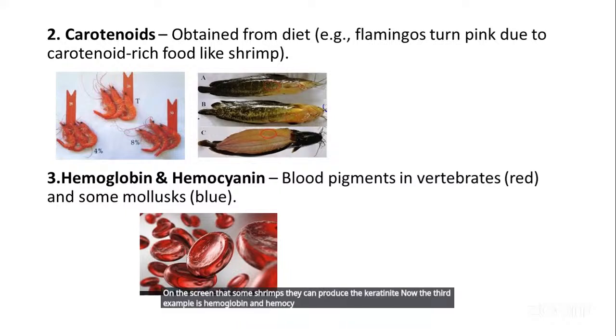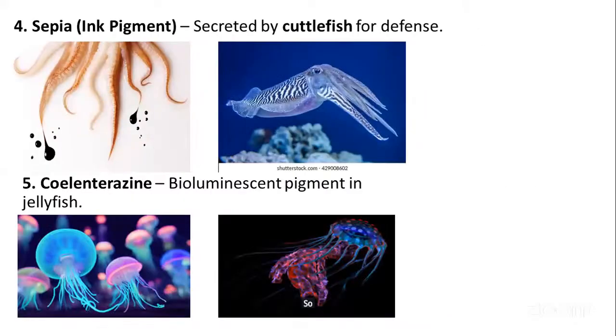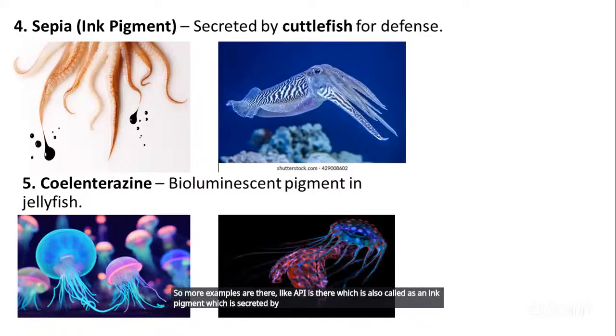We know that hemoglobin is a blood pigment which is found in vertebrates. Some more examples are there, like sepia, which is also called an ink pigment, secreted by cuttlefish for defense. And one more example is secreted by coelenterazine, which is the bioluminescent pigment found in jellyfish.